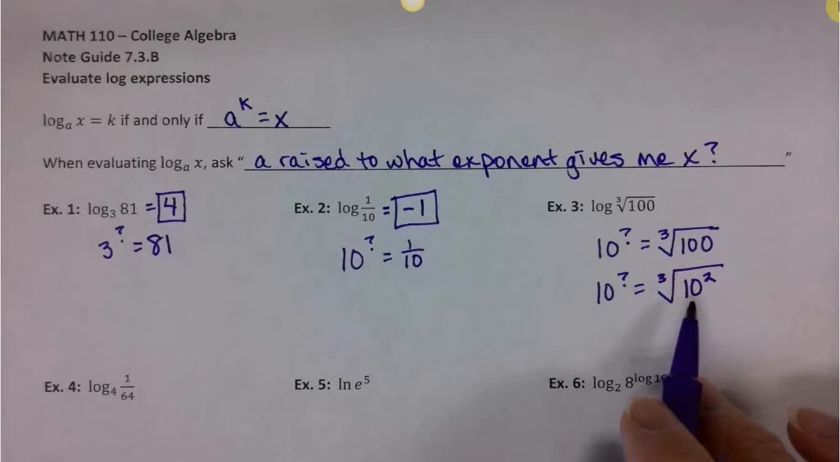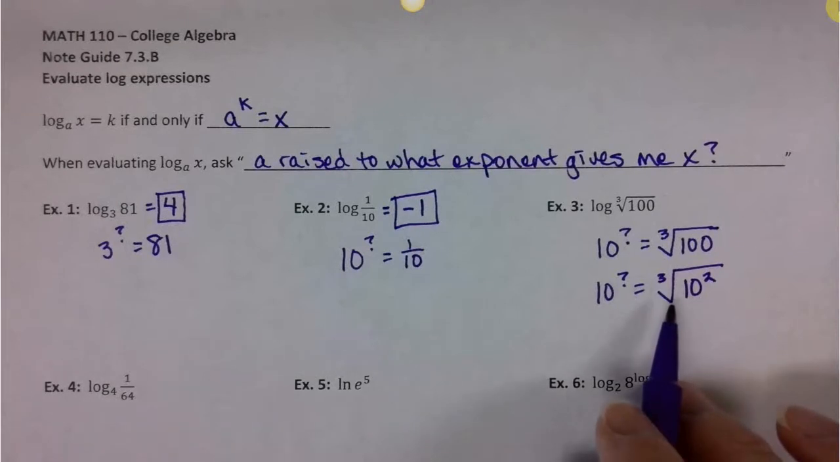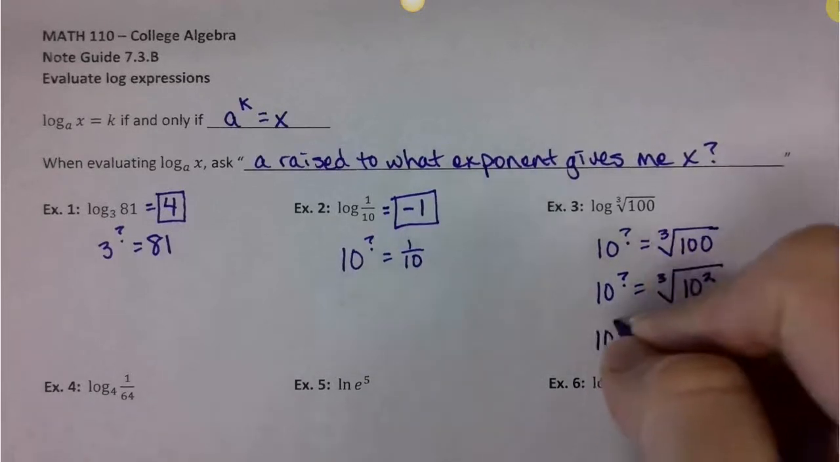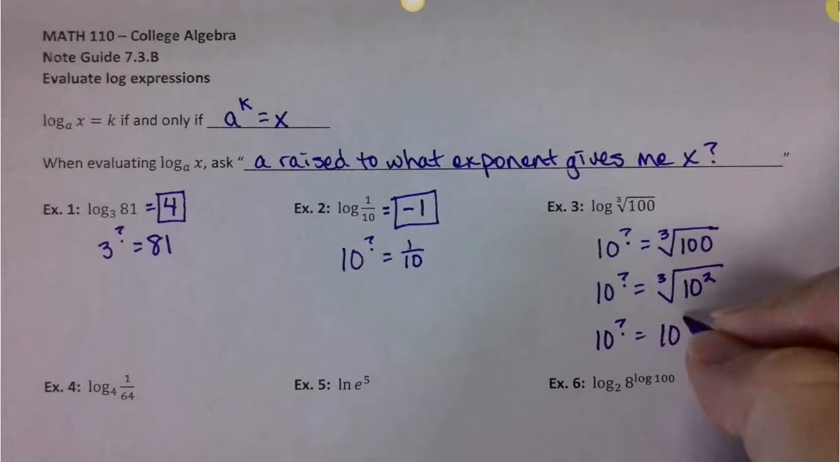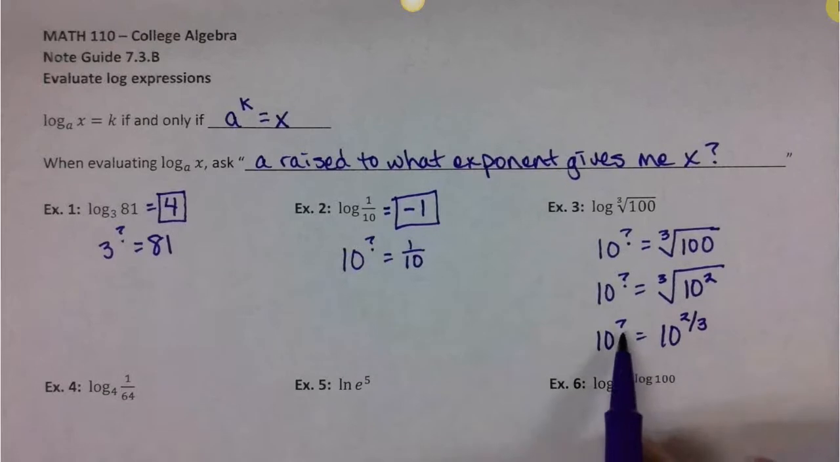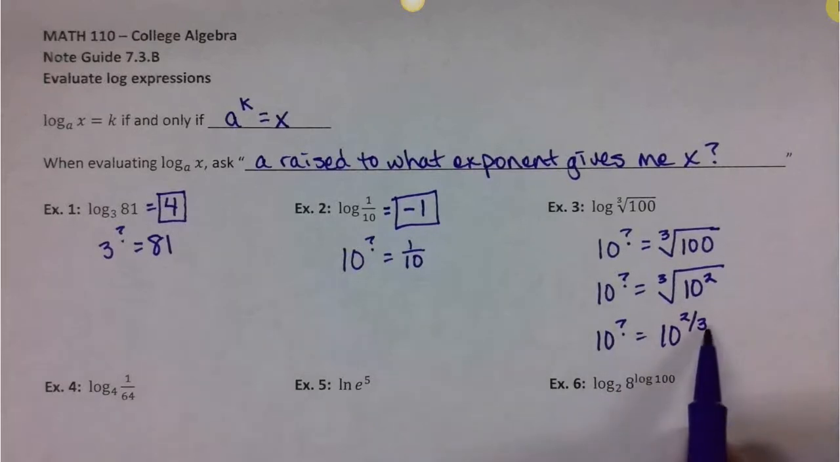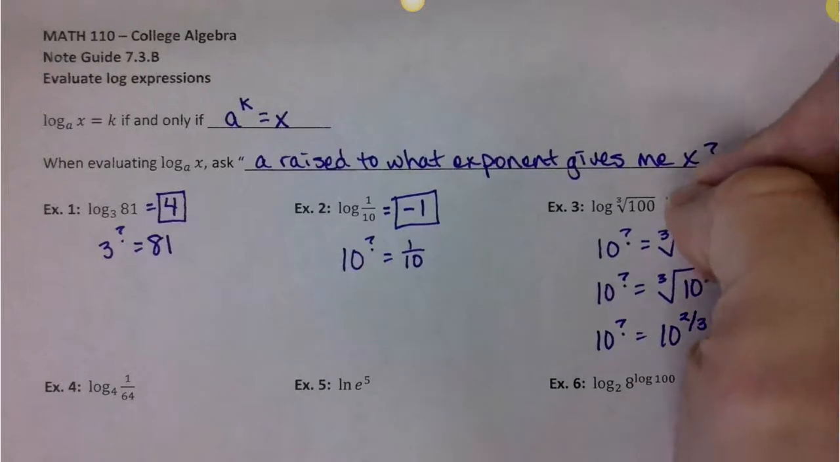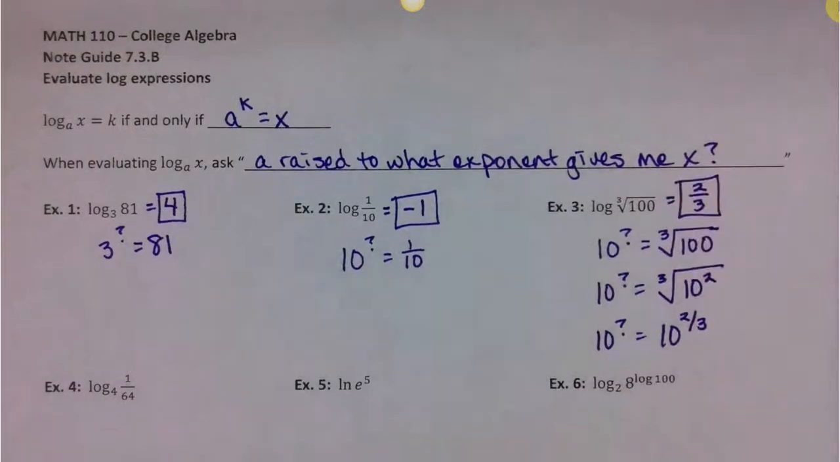And then also remember that we can rewrite a root using a rational exponent. The cube root of 10 squared would be the same as 10 to the 2/3. So now having rewritten it like that, you can see that what's going to go in place of this question mark is the exponent of 2/3. So that means that the log of the cube root of 100 is 2/3.